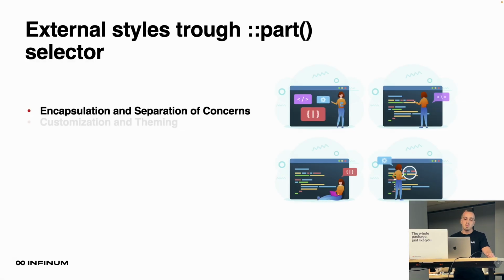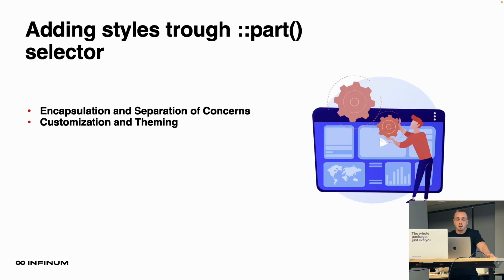Well, we can do that by using the part pseudo-element, and by exposing those parts to the ::part pseudo-selector, we can allow users or other developers to customize the appearance of our web component. For example, a button component might expose parts like label, icon, or background. We should enable users to style those parts according to their design requirements or team preferences. So let's go to our demonstration and see how we can actually add those.